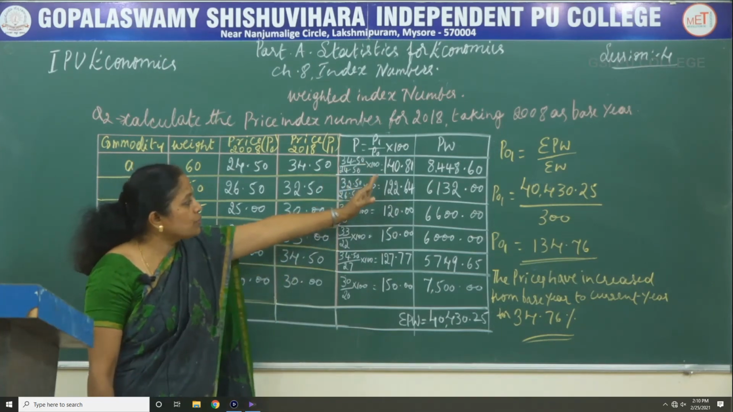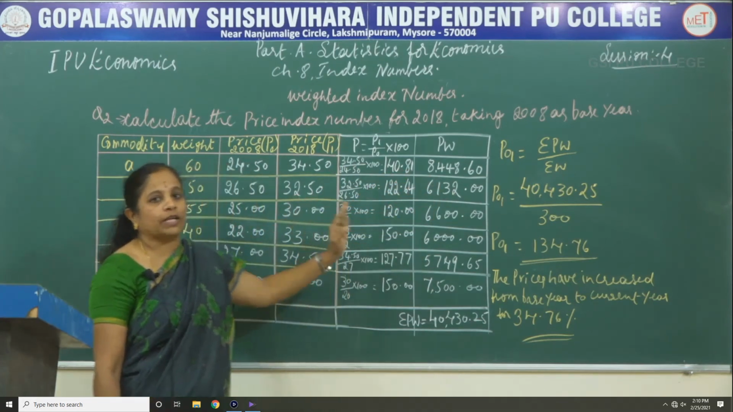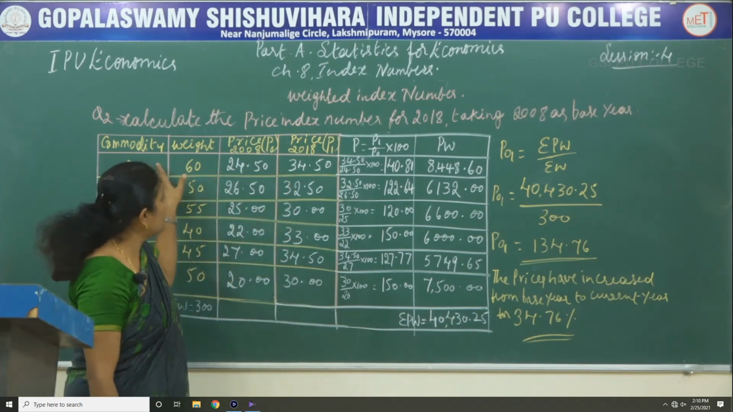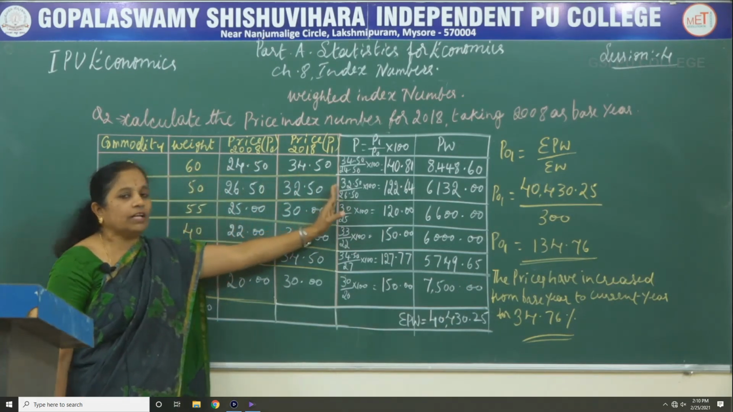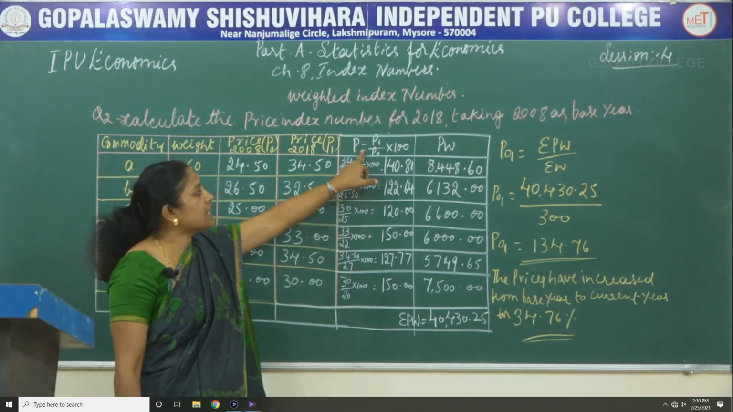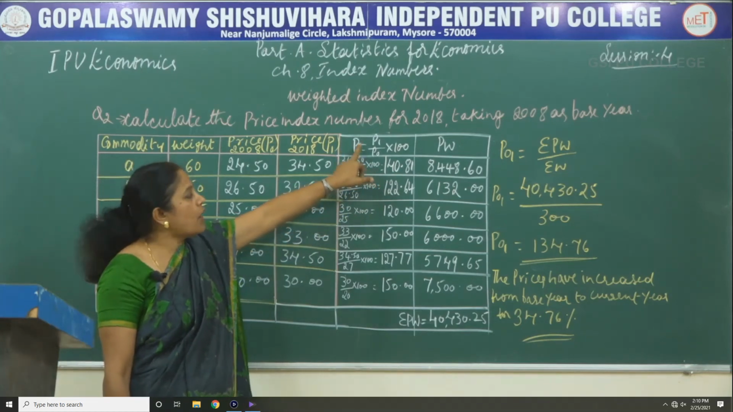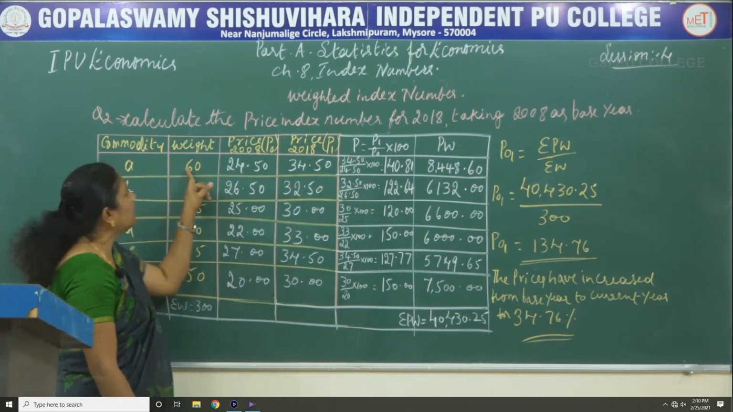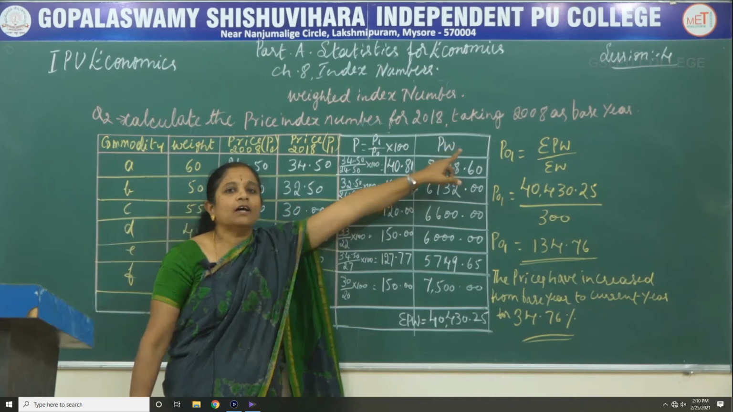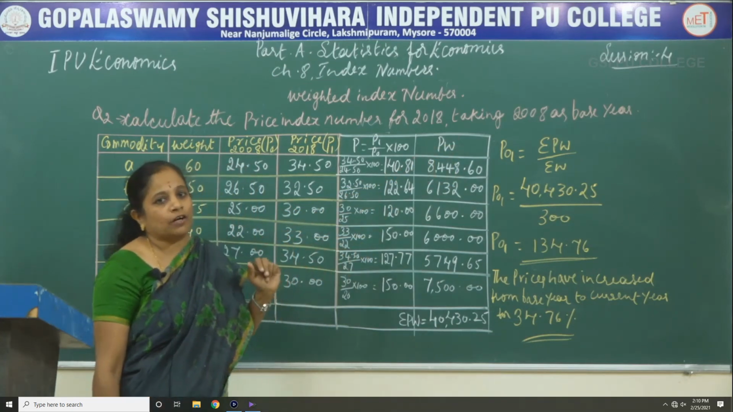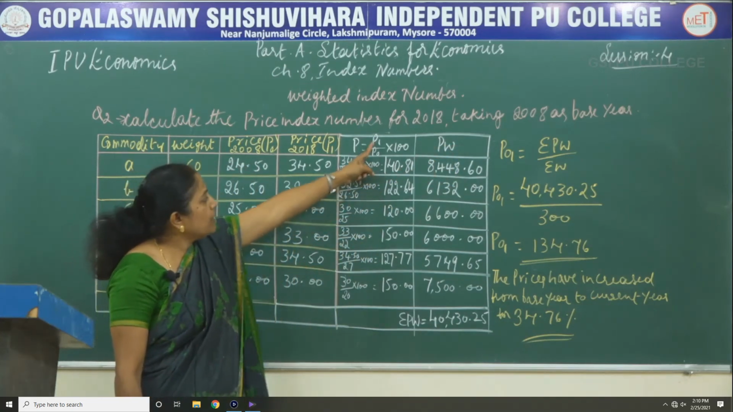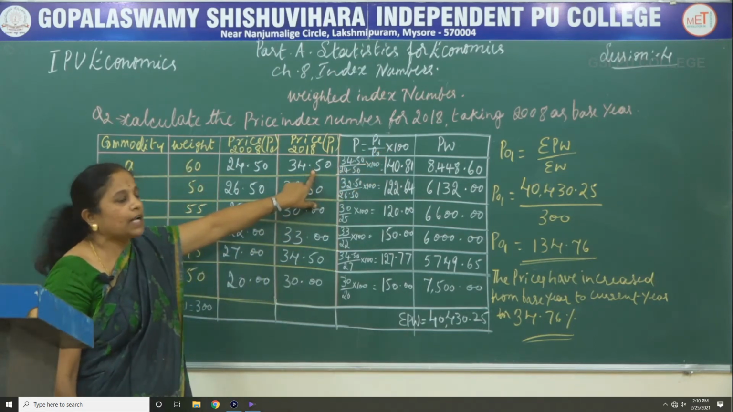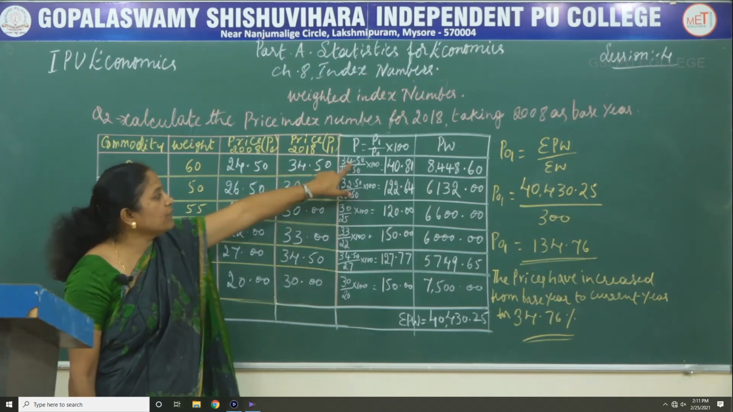For that we should write another 2 columns. We should calculate the values of the P and PW. So these 4 are already given in the problem, and now let us calculate the value of P. After we obtain the value of P, we multiply this P value with the weight, and then we obtain the PW, that is the P weight or price weight. Now P1 by P0 into 100. P1, that is the value of the current year divided by the base year.